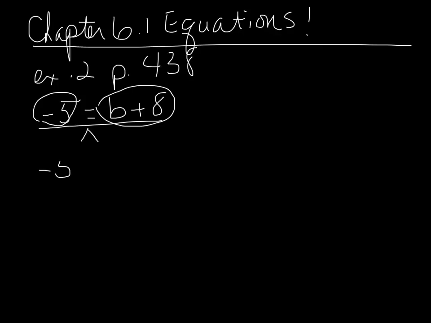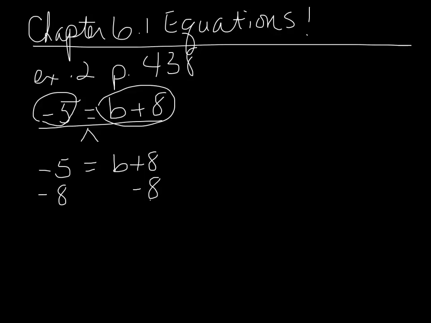So let's go through this. Negative 5 equals b plus 8. And you're working on the b side, or the variable side, and you want the variable to be all by itself. So how do you get that? You do the opposite, or the subtraction property of equality. So you're going to balance it. So if I take 8 off this side, I have to take 8 off here.